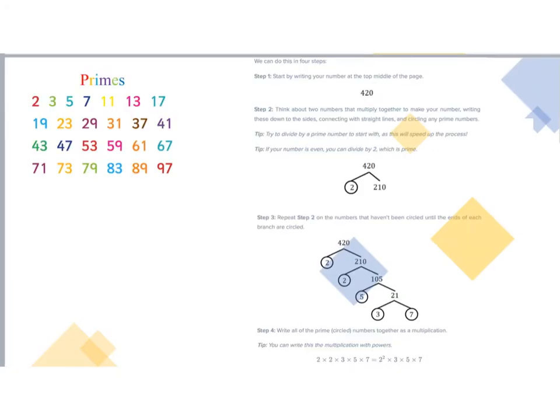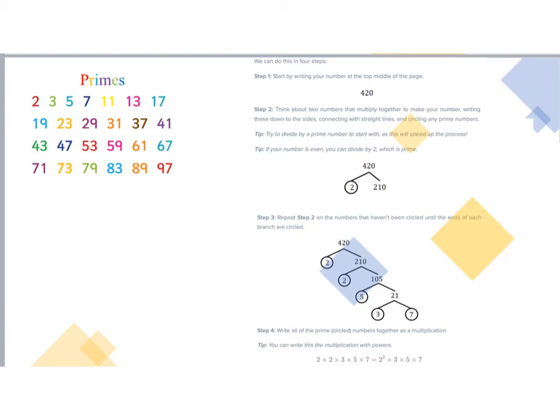So all the prime numbers are here in the top left, and we can start to use this process of something called prime factor decomposition to look at a number as a product of its prime factors. Let's have a quick look at the steps. These are in your booklet, so you don't need to write these down. They're all written down for you, but let's go through them one by one.